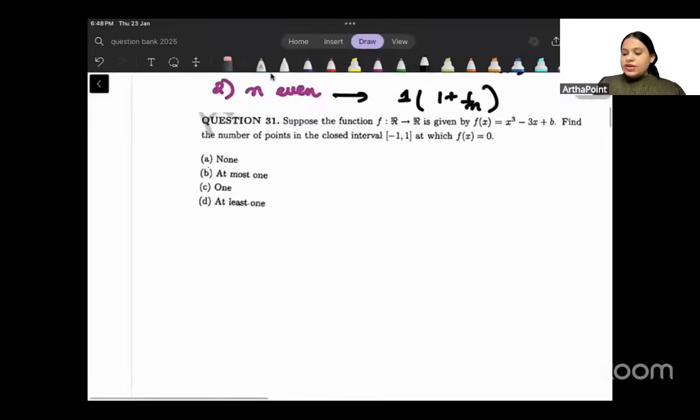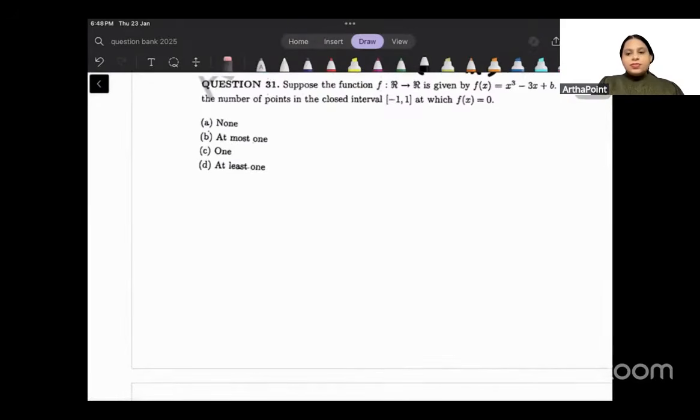Okay. Go ahead. Give question number 31 a try. Now, the first two questions can be considered as 1-mark questions, and the questions that we do now can be considered as 2-mark questions.